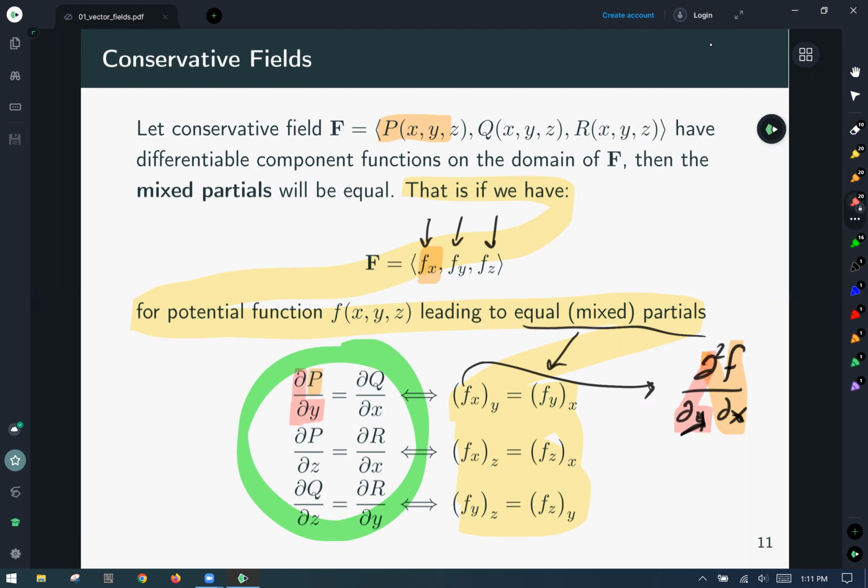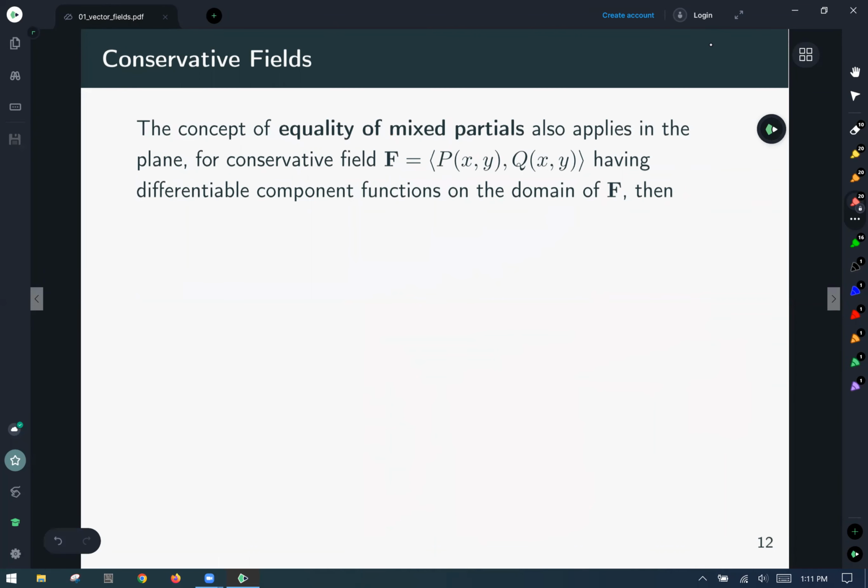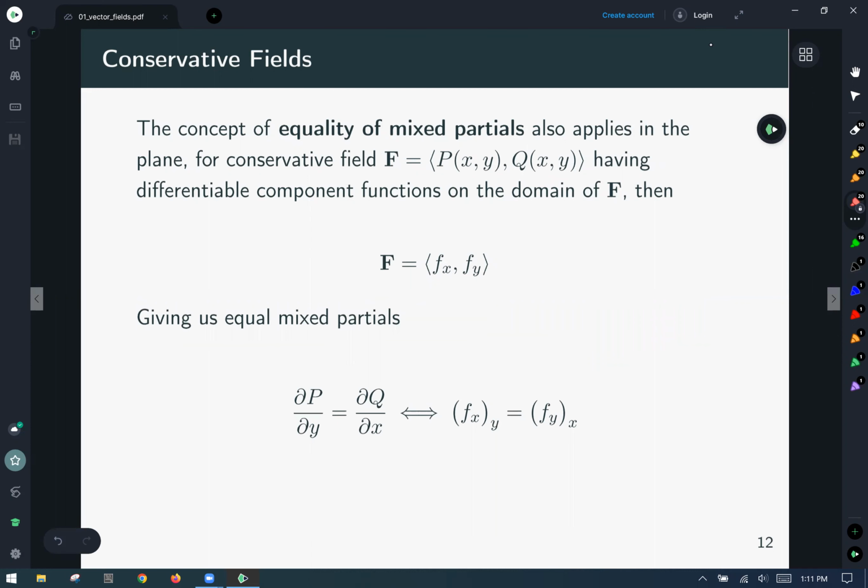Hopefully that made a little bit of sense. I just think the notation and the language of which they talk about it can be a little bit confusing. The key is what's highlighted in green. The mixed partials of the component functions will be equal as long as you have a conservative vector field. So conservative vector field implies mixed partials are equal. Similarly, you can apply this idea to a vector field in two space as well, but there's a lot fewer partials to check.